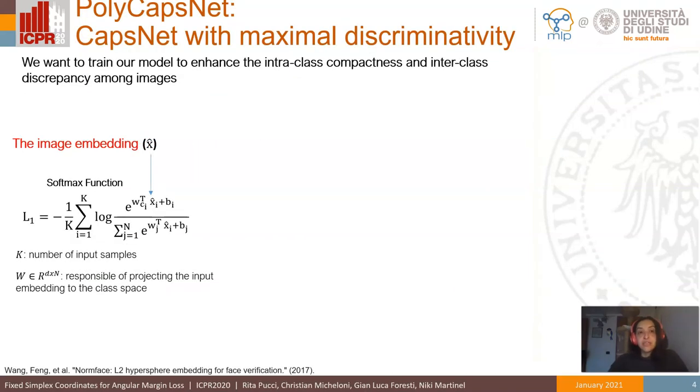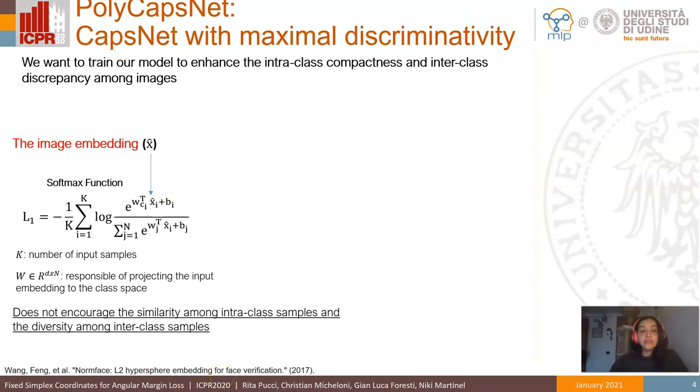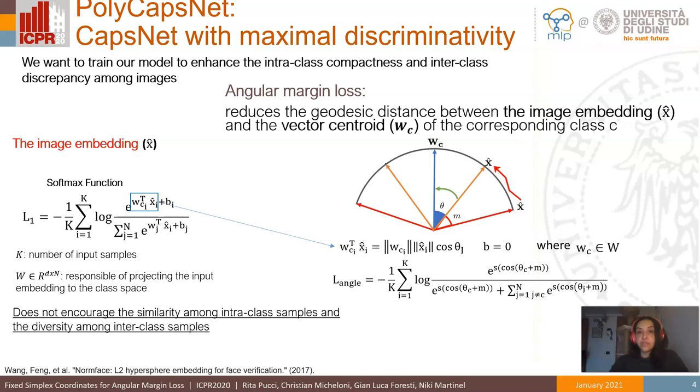This image embedding is used to train the model to enhance the intra-class compactness and inter-class discrepancies among images. A common approach for this is using the softmax function. Softmax function denotes the probability of X being classified as class C, but does not encourage the similarity among intra-class samples and the diversity among inter-class samples. For obtaining these features, we apply angular modulus, and we train the model with angular modulus.